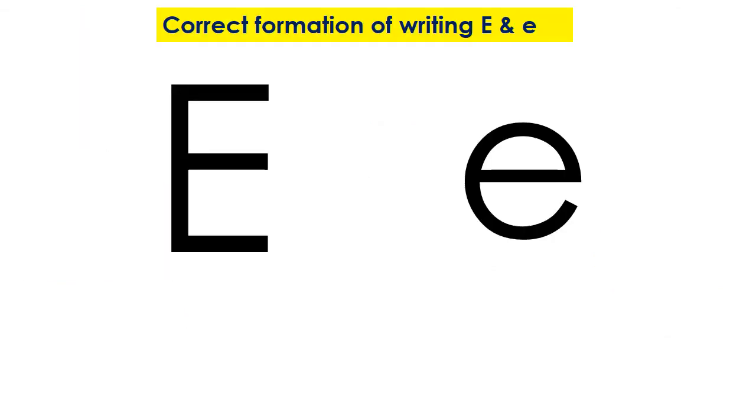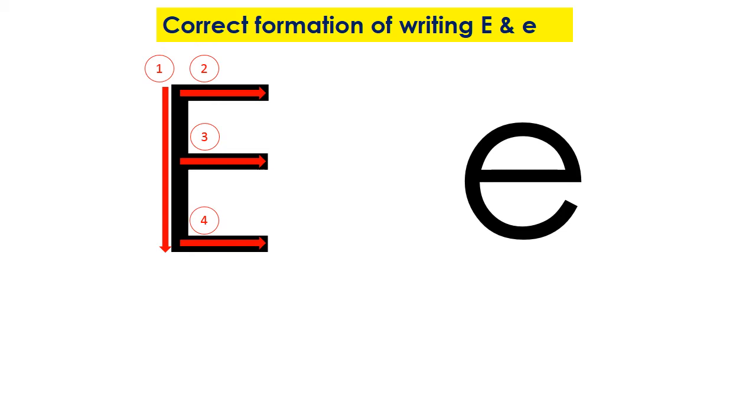Let's see what is the correct formation of writing capital E and simple E. First, we'll move on to capital E. Starting from the top, draw a standing line down, go again to the top and draw one sleeping line to the right, then go to the middle and draw another line. Lastly, go to the bottom and draw one more line in the same way.